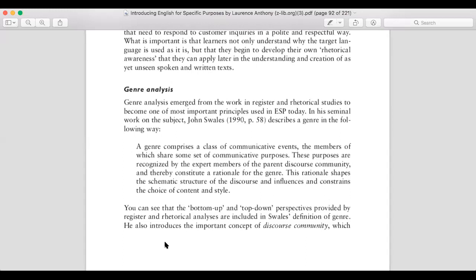So this is Swales's definition of genre, right? What do we mean by genre as far as ESP is concerned, and what do we analyze in the genre? So genre refers to the communicative events.